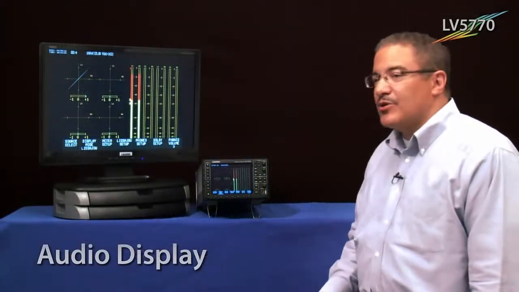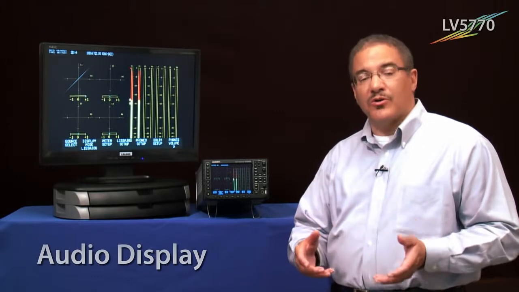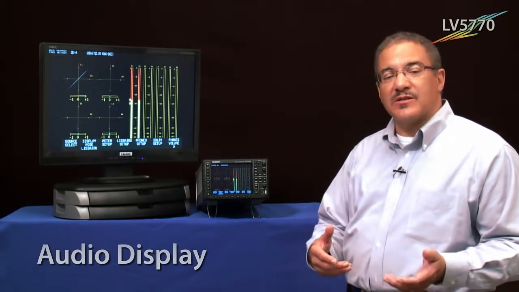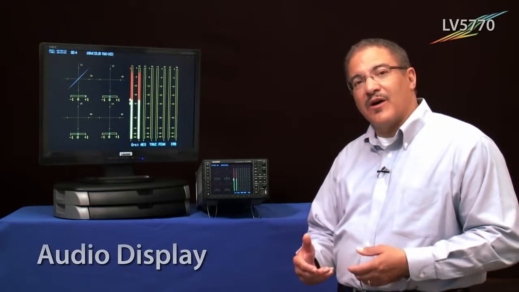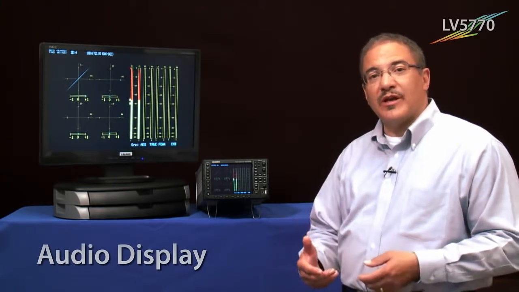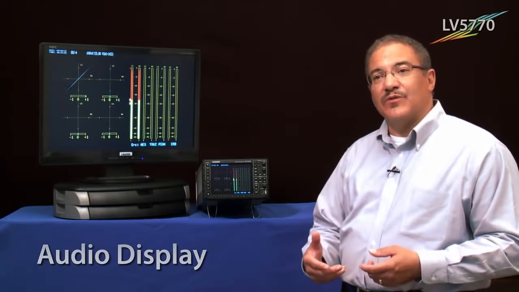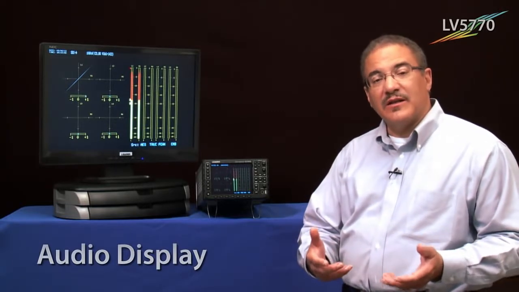As an option, you can also have a Dolby decoder on the digital audio card. So you can not only choose the digital audio as an option, but on top of that, you can have a Dolby decoder, which can decode Dolby Digital and Dolby E, and give you some of the metadata that's present in that Dolby stream.